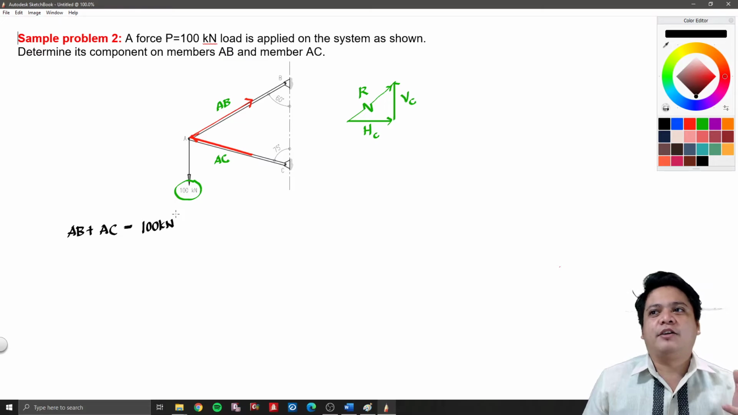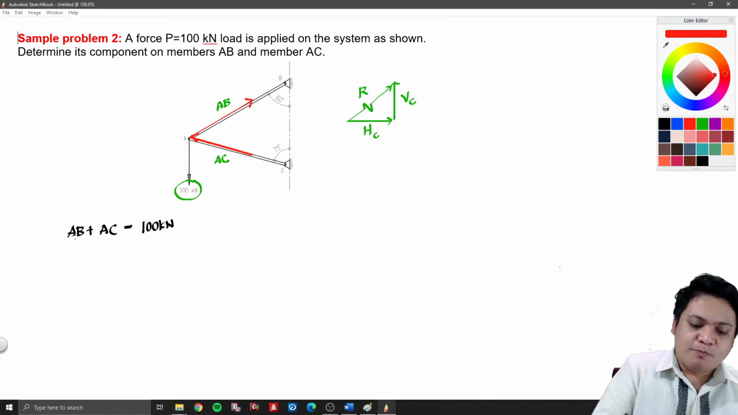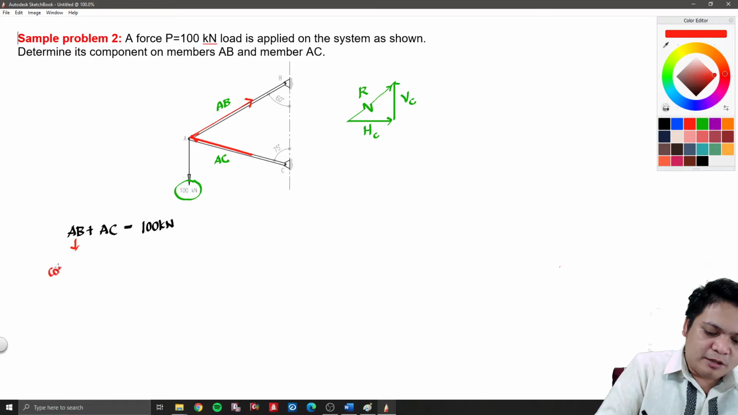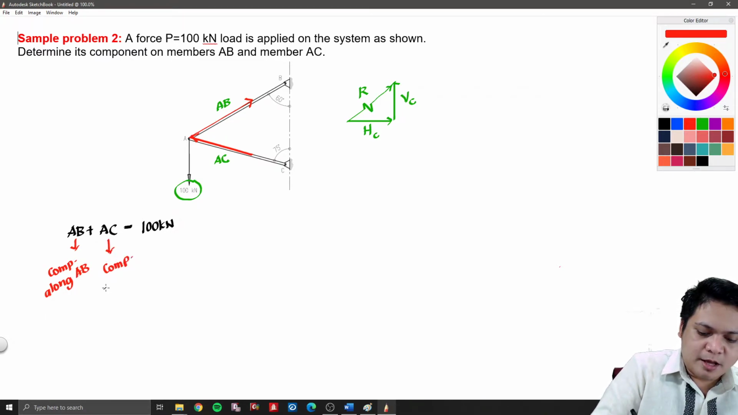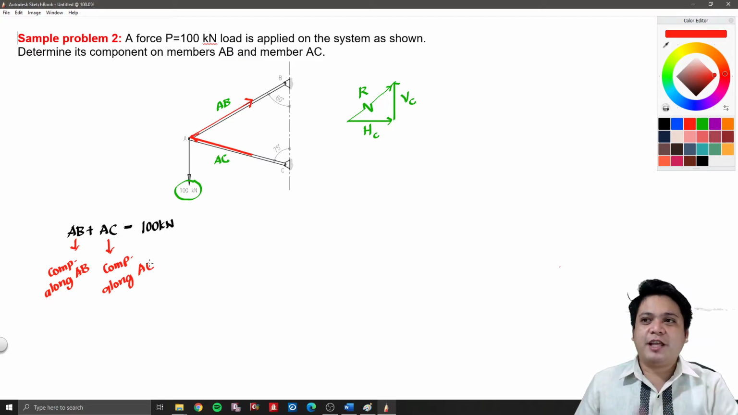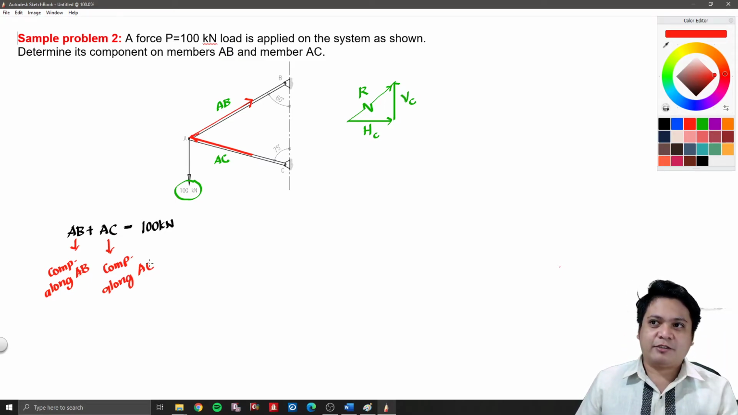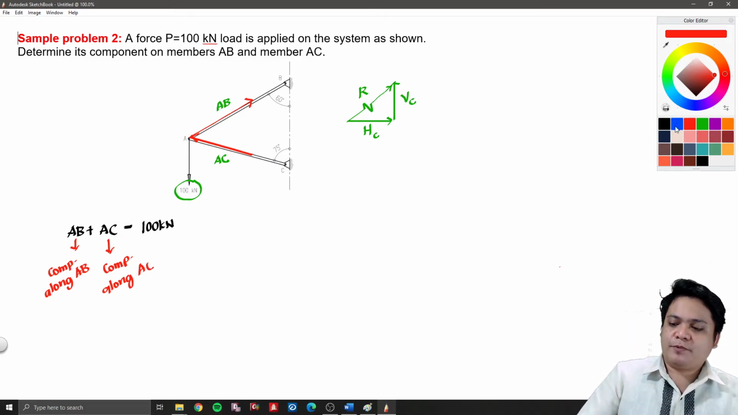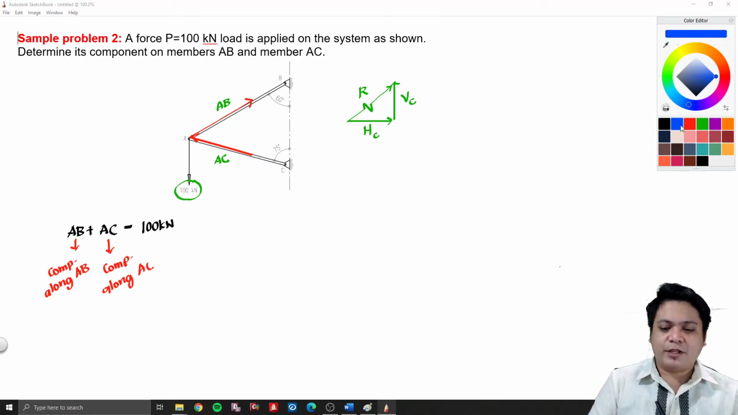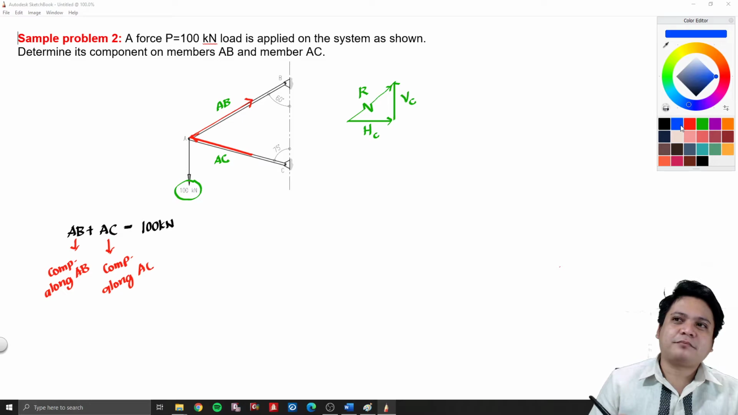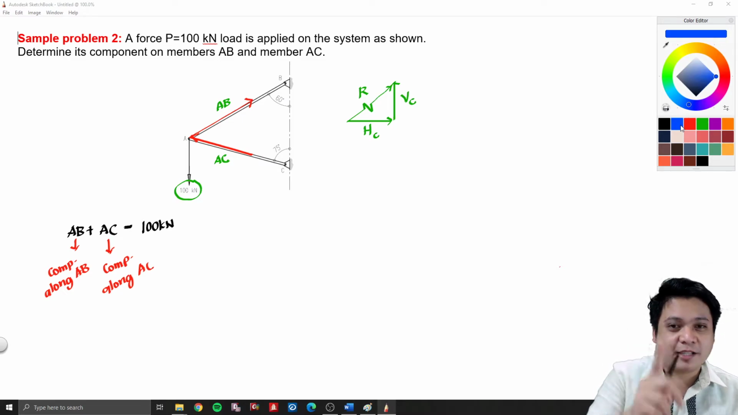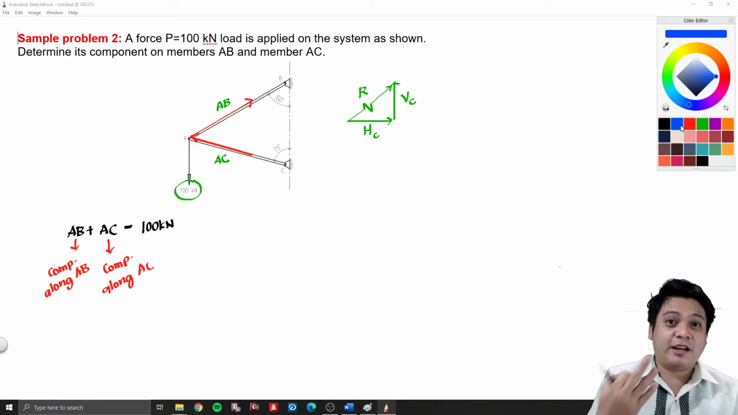In that way, the 100 kilonewton has a component along AB, and this one is the component along AC. When I add those two components vector by vector, it should give 100 kilonewton. What we studied about vectors, we can make graphical. This is now a 3 force system: two forces plus one resultant.